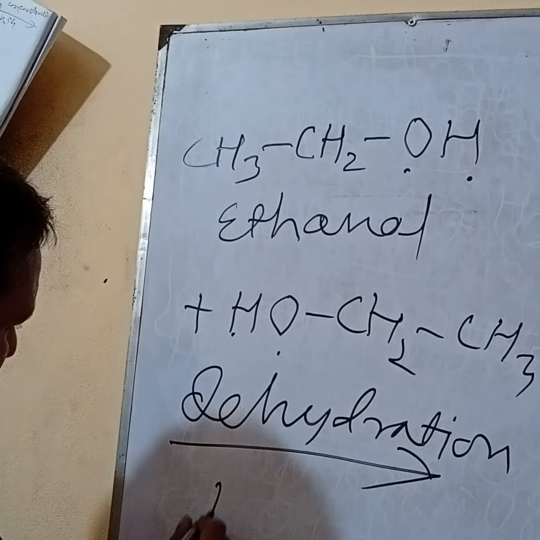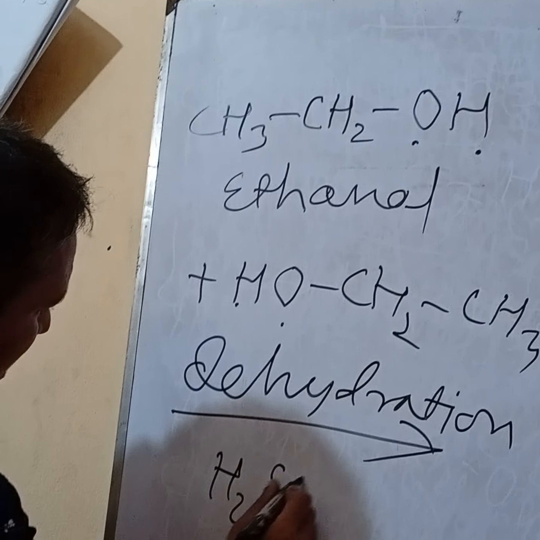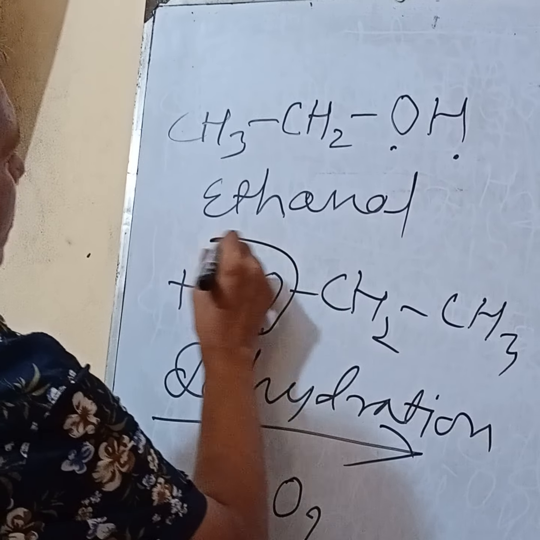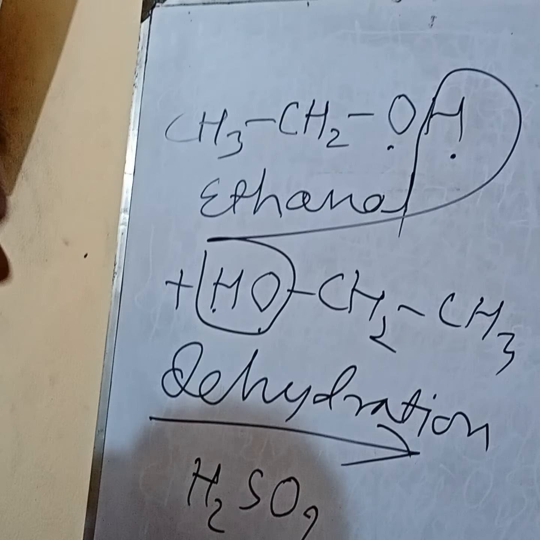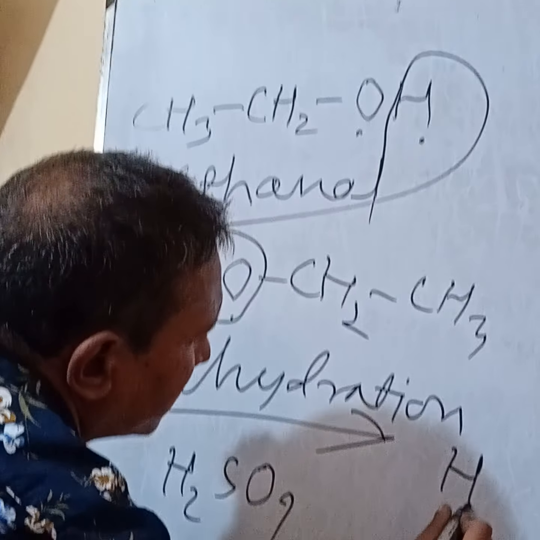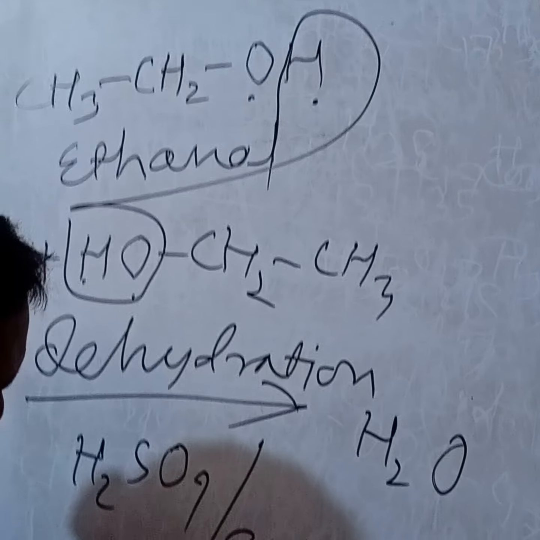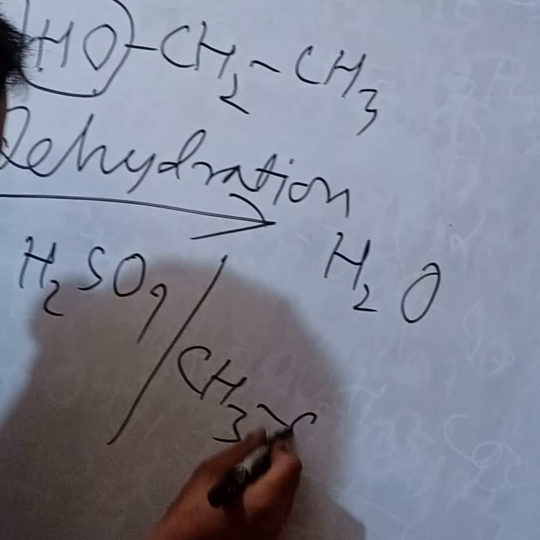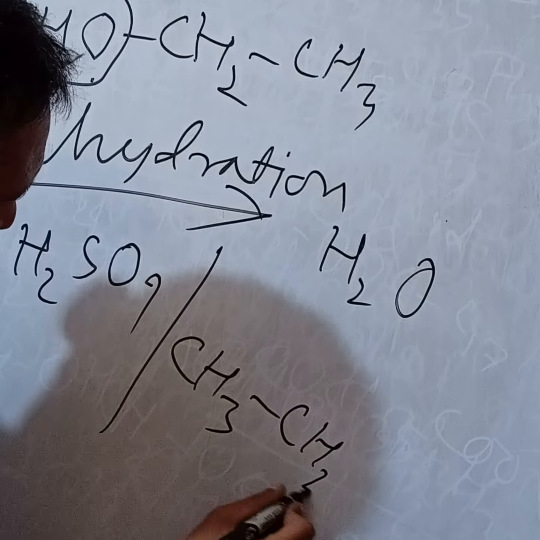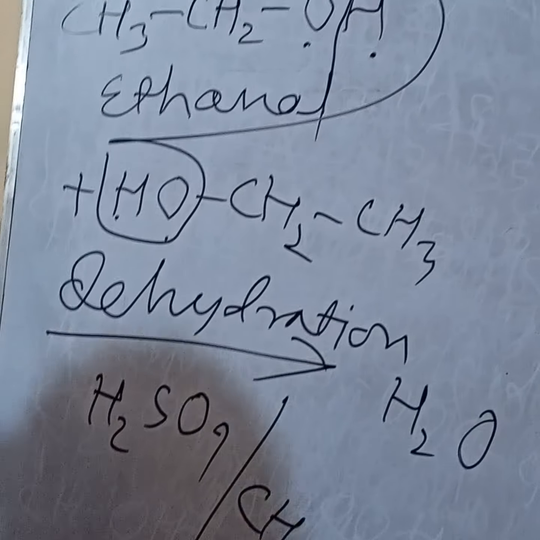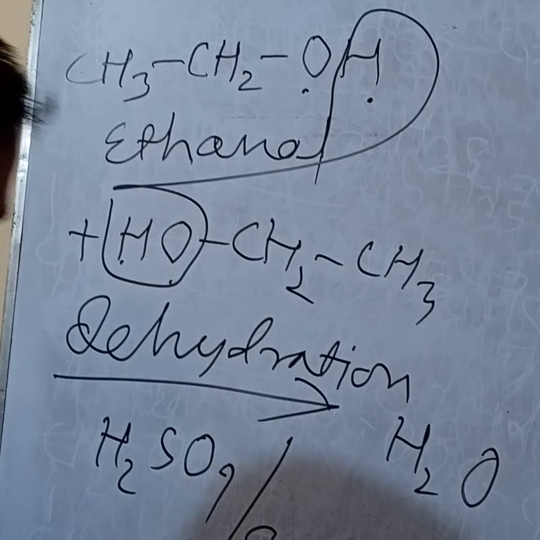What chemical is used? Sulfuric acid. And this OH combines with this hydrogen to give water, and C2H5, O, C2H5: diethyl ether.